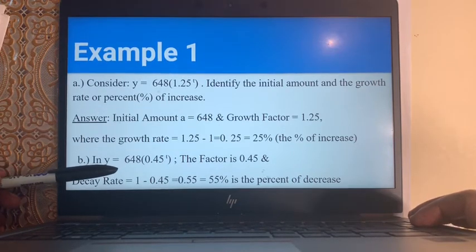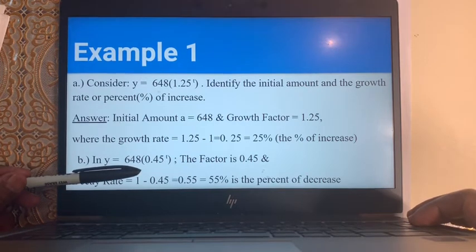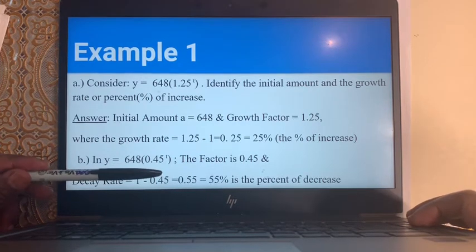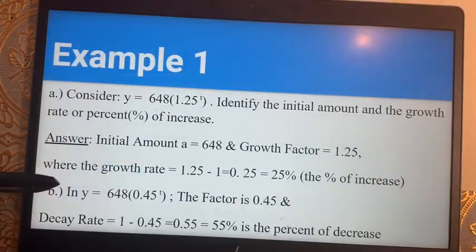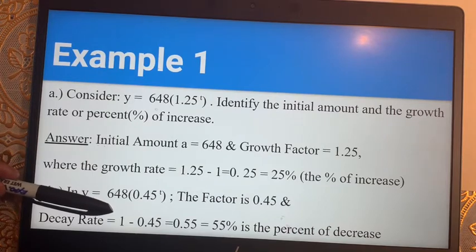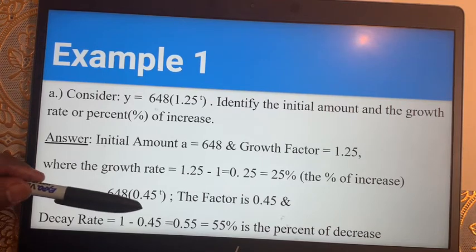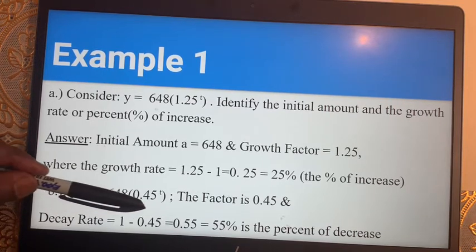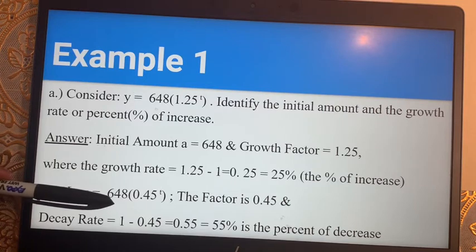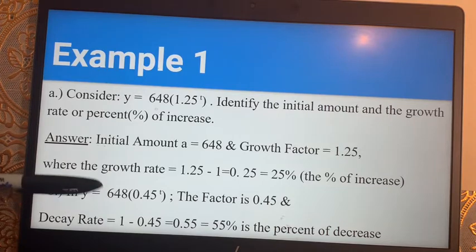Likewise, if I have y equals 648 times 0.45 to the power of t, the factor is 0.45. So to find the decay rate, we subtract that factor from 1, which was 0.45, and then we'll get the decay rate, which is 0.55, or 55% is the percent of decrease, or the decay rate for this given function.